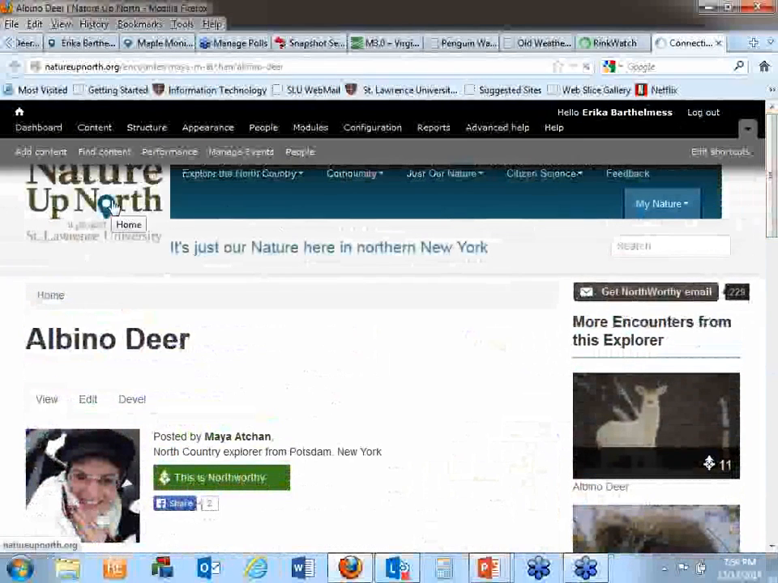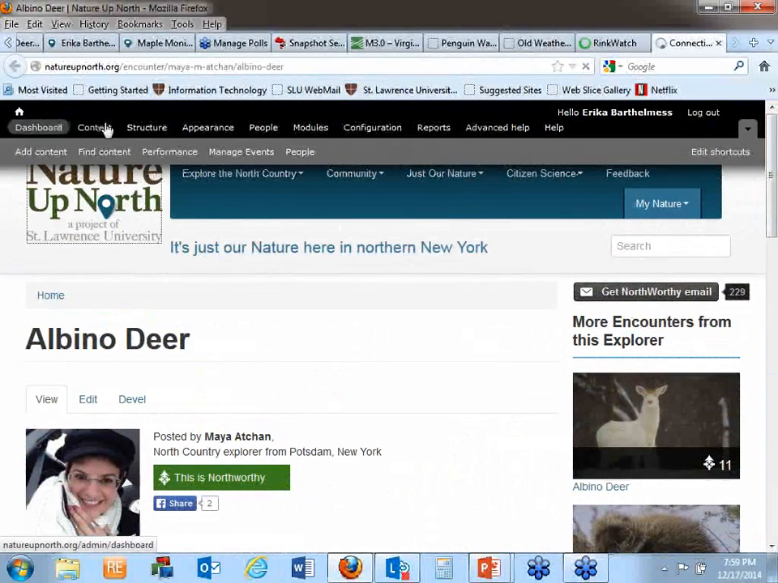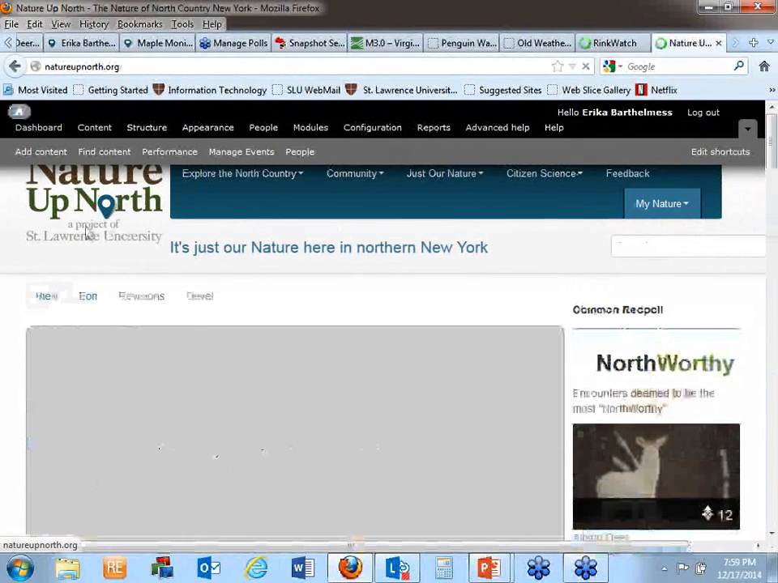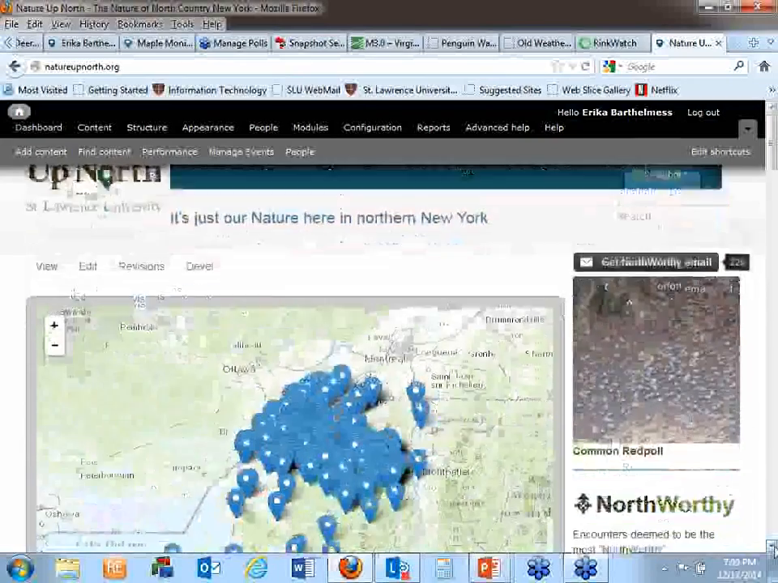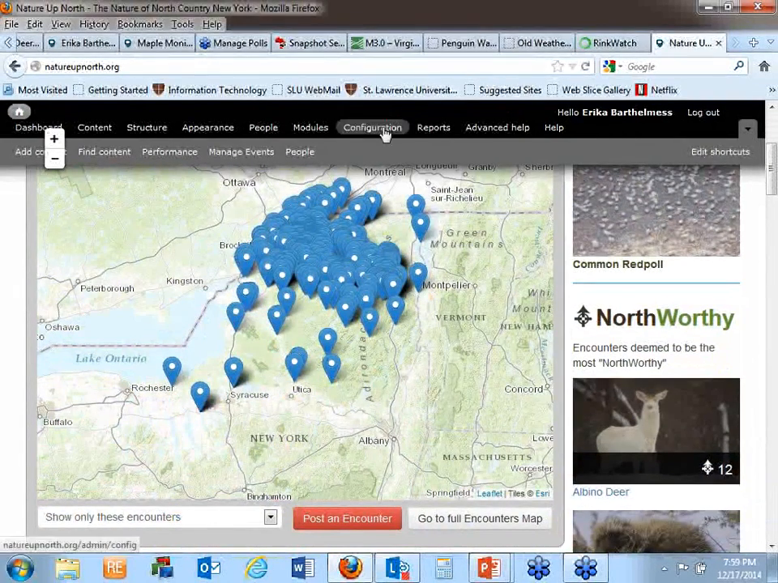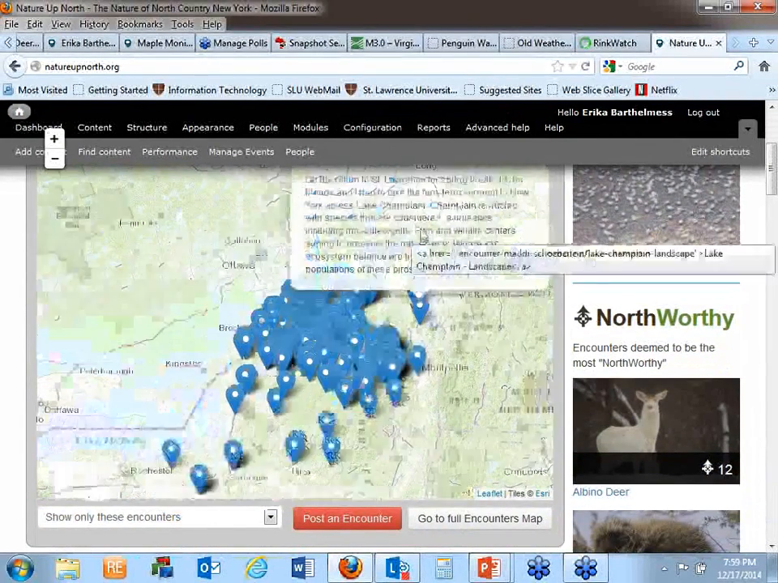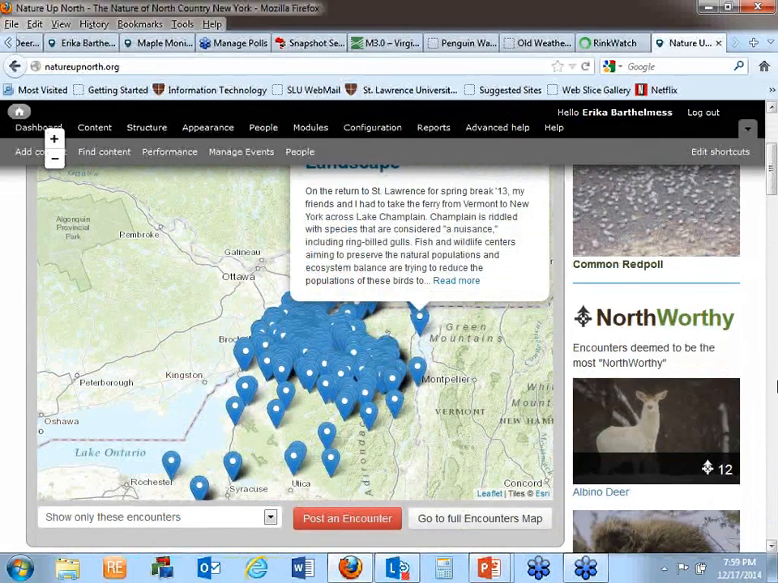If we look at the main website, if you look at this on your own at home, you won't see these big black and gray bars up here at the top. That's because I'm one of the site administrators. So it would look a little bit different for you. But basically, when you come to the main page, this first map, each of these pins is an encounter that someone has posted.